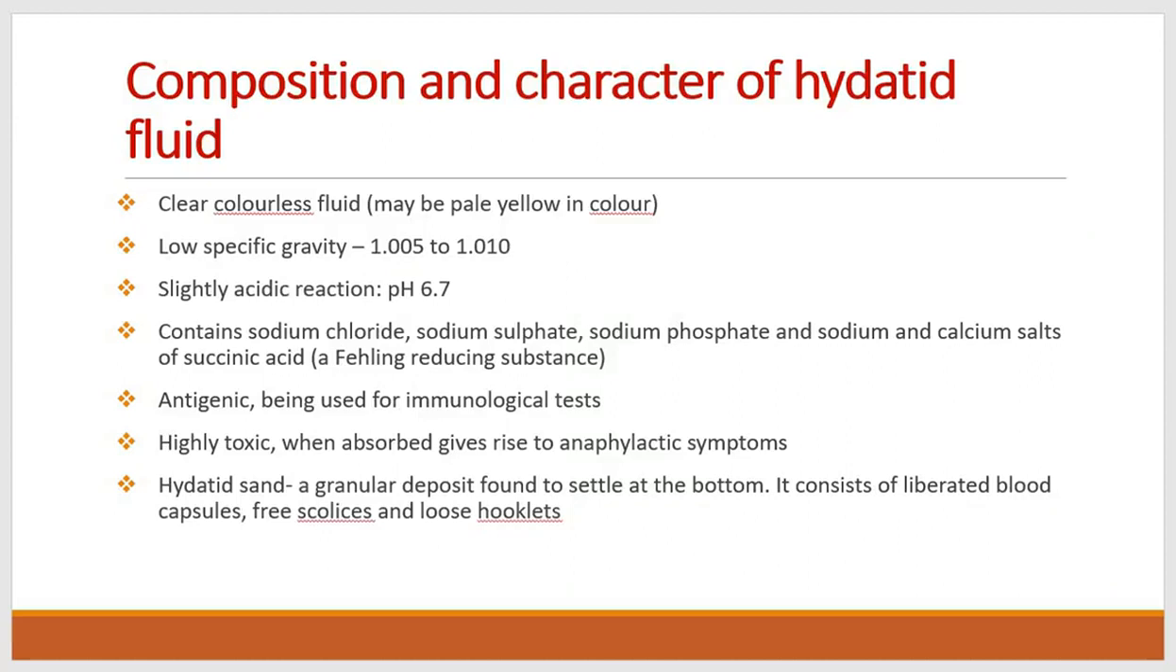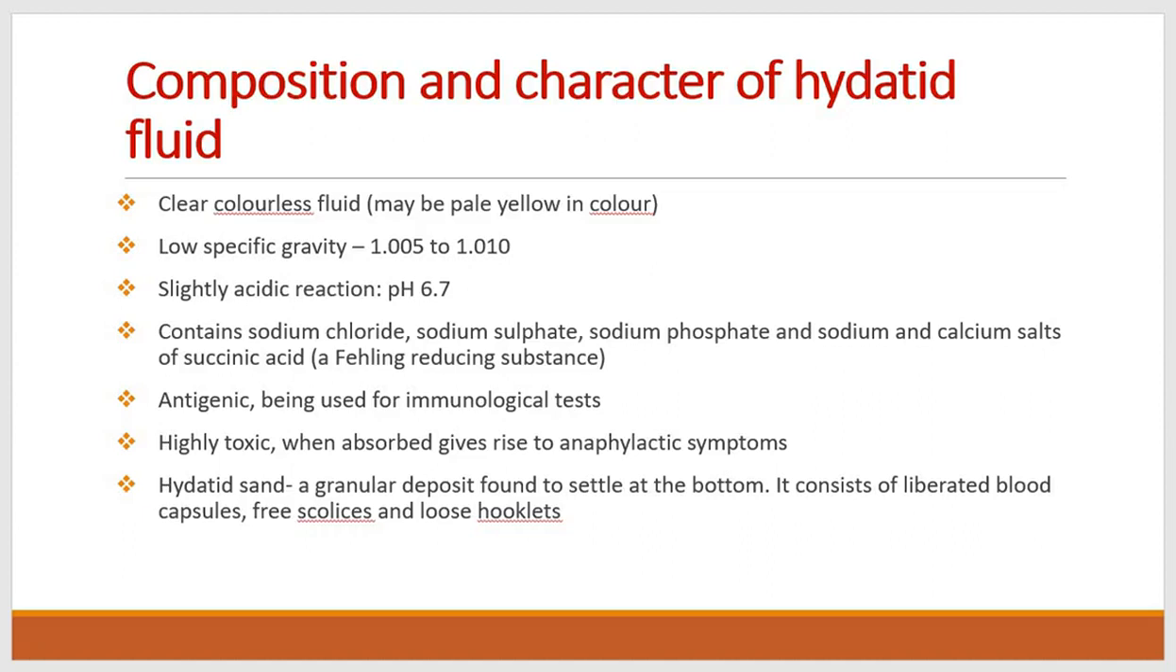Composition and character of the hydatid fluid. The fluid inside the hydatid cyst is clear, colorless, or maybe pale yellow in color, having a low specific gravity of 1.005 to 1.010. It is slightly acidic in reaction, having a pH of 6.7. It contains sodium chloride, sodium phosphate, sodium sulfates, and sodium and calcium salts of succinic acid, which is a Fehling reducing substance. This fluid is antigenic, being used for immunological tests. It is highly toxic when absorbed and gives rise to anaphylactic symptoms also.